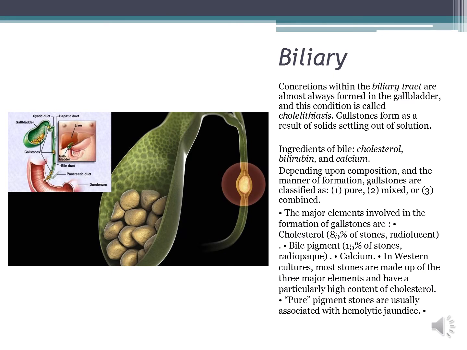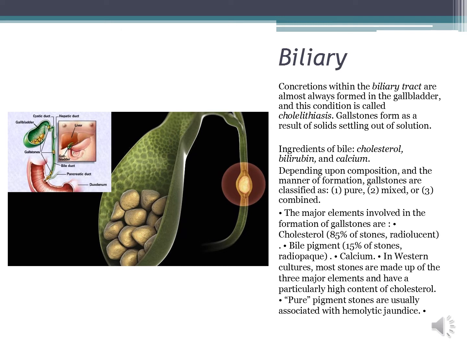Now we go to various stones, biliary stones. Here on this picture you can imagine gallbladder with various stones. So concretions within the biliary tract are almost always formed in the gallbladder, and this condition is called cholelithiasis. Gallstones form as a result of solids setting out of solution.